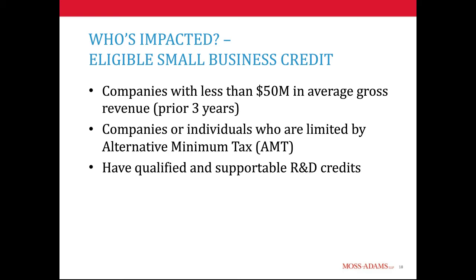And this is really for companies that were limited or paying alternative minimum tax. The limitation is you can only use R&D credits to offset regular tax liability. You can't use it to offset alternative minimum tax liability. So what this does is allows taxpayers who meet eligibility requirements to actually offset some of their alternative minimum tax liability. Again, you must have supportable R&D credits.